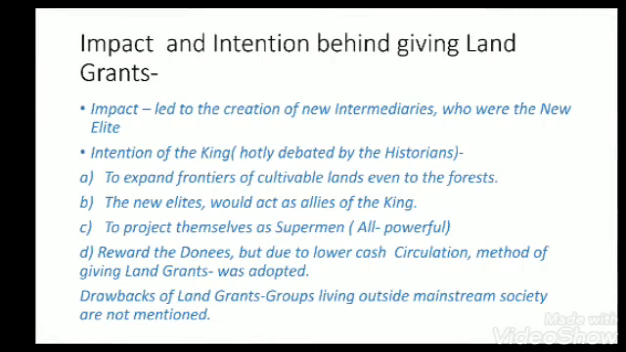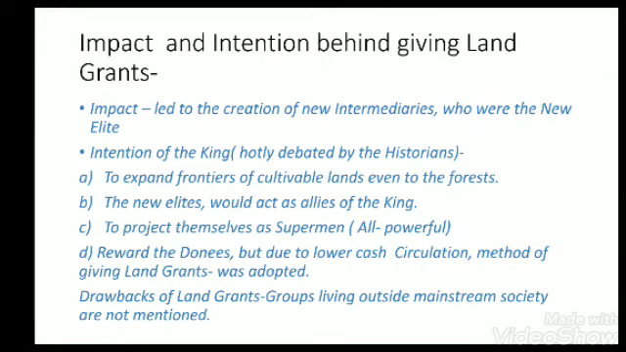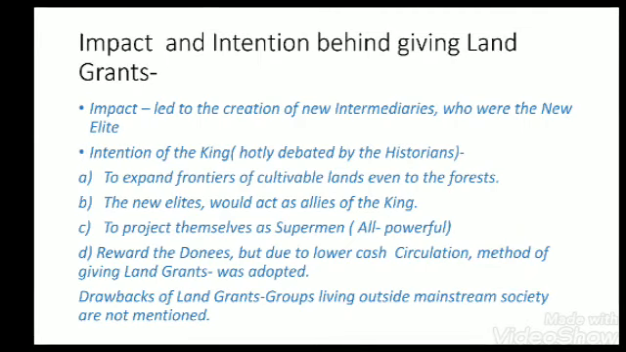They are the pastoralists or the nomads, you can say. They could be hunter gatherer society living in forests. Then there could be artisans or traders who kept moving from one place to another. So these groups are not mentioned in the land records. We don't have much idea about how they lived their lives. So that is one of the shortcomings of these land grants, that they are not able to provide us with a complete picture.